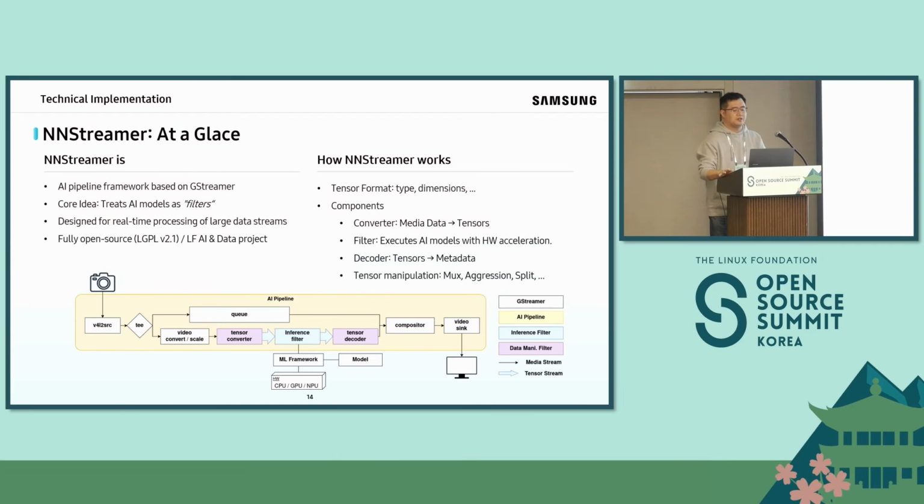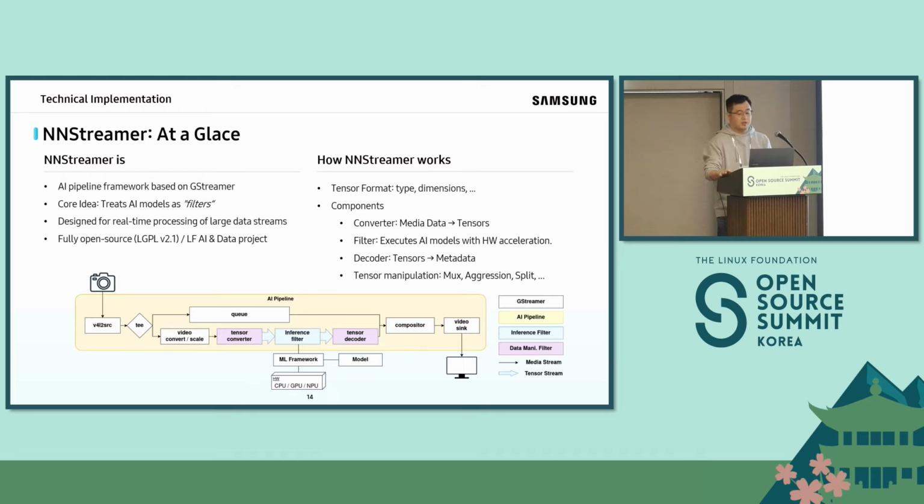Then let's look at the detailed implementation. To support the various hardware accelerators and machine learning frameworks, we adopt NNStreamer. NNStreamer is an AI pipeline framework based on GStreamer, which allows the AI model to act as a filter. This project was already released as open source, and it is one of the LF AI and Data projects. The way NNStreamer works is as follows. It defines a standardized tensor format that follows media data to be used for neural network operations.